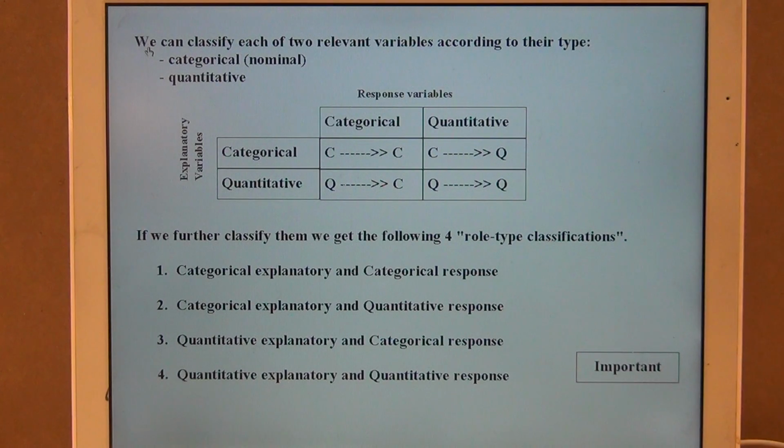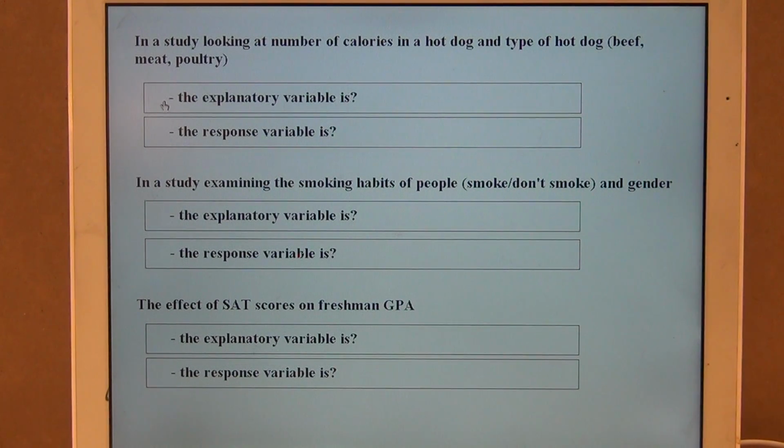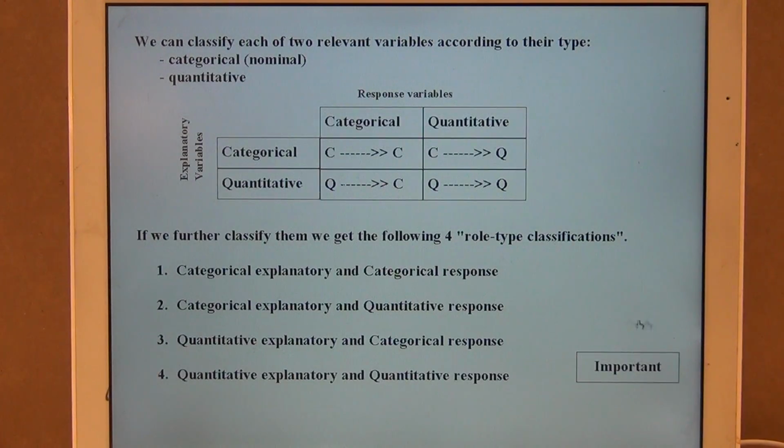Well, let me just back up for a second. So in explaining explanatory and response, we're talking about the role that the variable takes, the role. But we can also classify variables according to their type. They can be categorical or quantitative. Categorical, which is like nominal data, or quantitative. So we can talk about the role the variable plays, either an explanatory variable or a response variable. And we can talk about the type of variable it is, either categorical or quantitative.